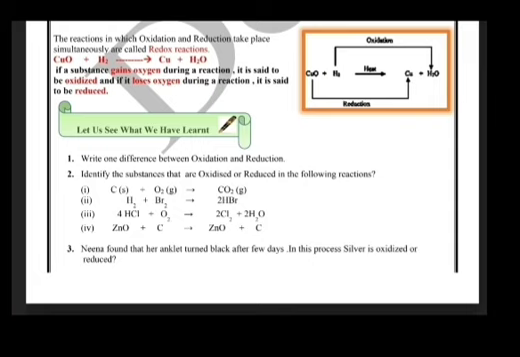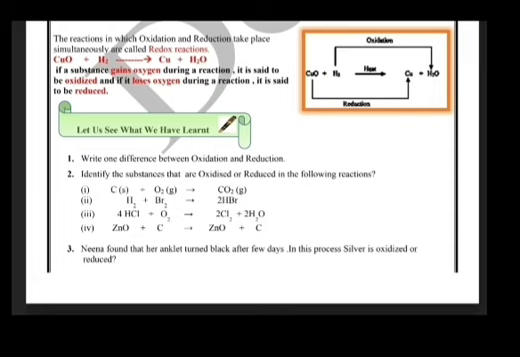Second, identify the substances that are oxidized or reduced in the following reactions. First, carbon plus oxygen gives CO2. Here oxygen is added to carbon, so that is oxidized. Second, hydrogen plus bromine gives HBr. Here bromine adds hydrogen, the opposite of oxygen, so that is reduced.